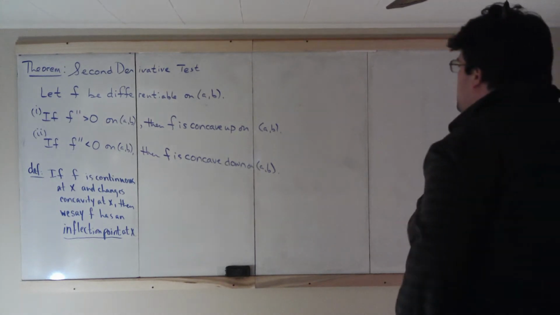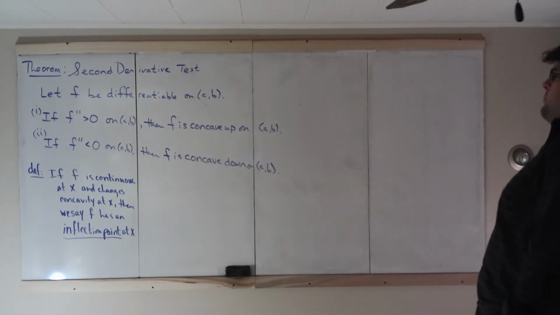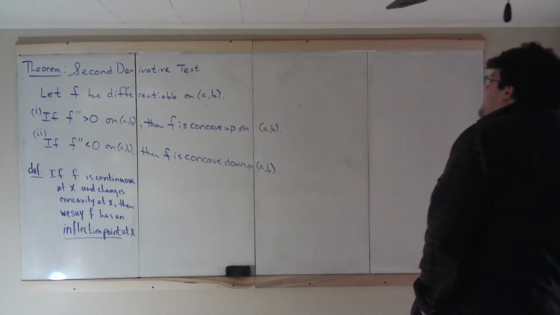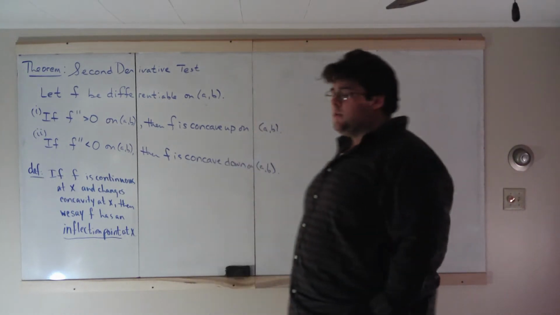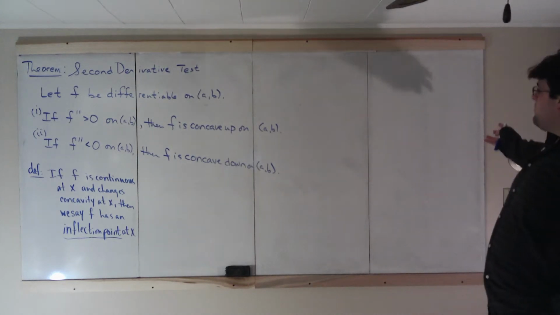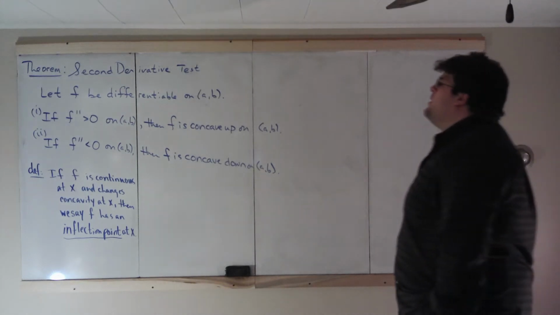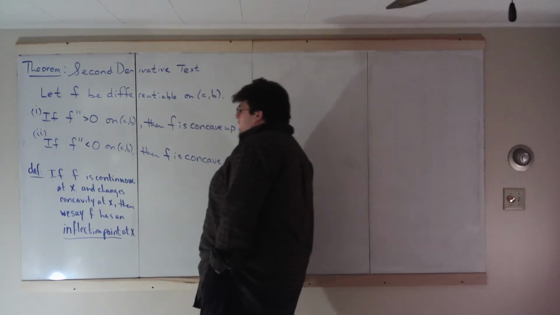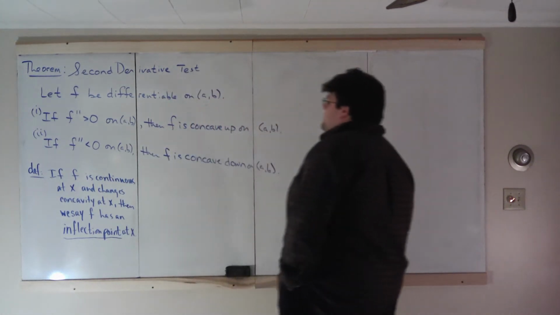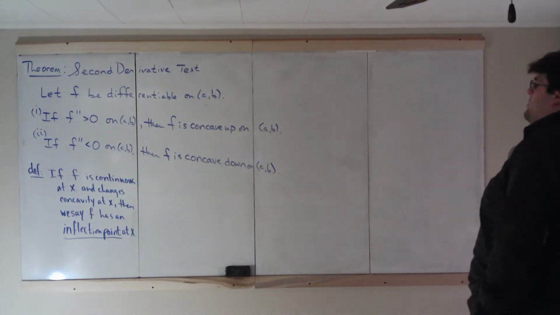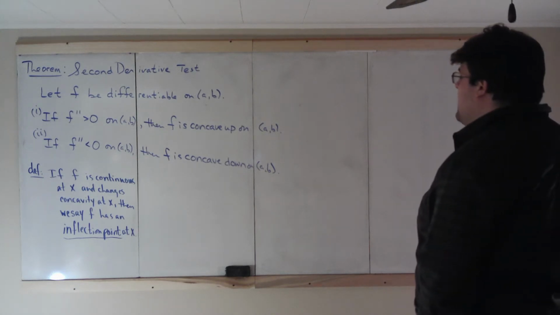Theorem, the second derivative test. Let f be differentiable on a to b open. Two parts. One, if the second derivative, f prime prime, is positive on a to b, well then by corollary 3 of the mean value theorem, f prime is increasing. And by this definition that's erased, we conclude if f prime is increasing, then f is concave up. So jumping over corollary 3 and jumping straight to the definition, if f double prime is positive, then f is concave up. Two, if f double prime is negative, then f is concave down on a to b.